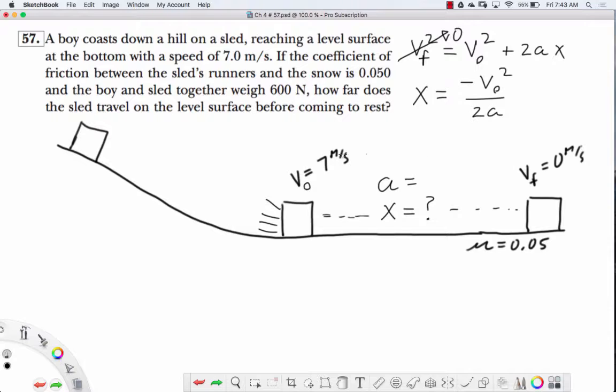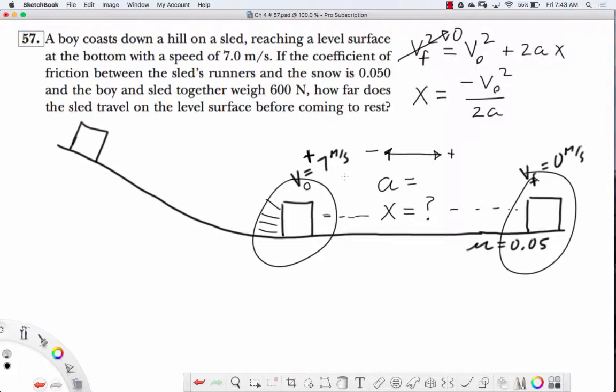Because if we say that this velocity here is positive, that means we're saying to the right is plus and to the left is minus. So as the block moves from here to here, is it going faster, faster, faster to the right, or is it going slower, slower, slower to the right? Slower, which means the acceleration must be negative. It has to be a negative acceleration. So how do we get the acceleration?